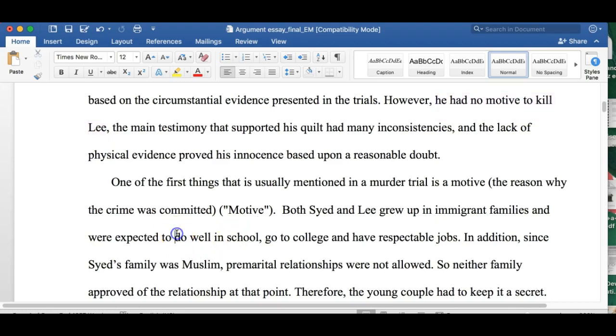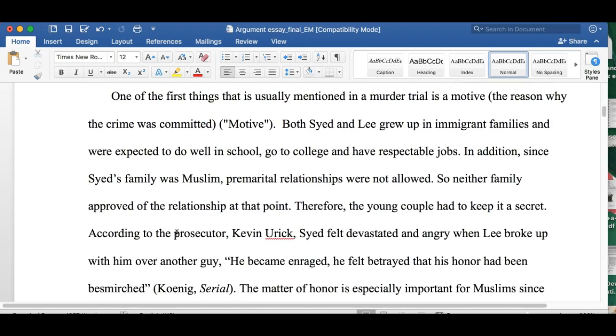So this is how she starts off. Look at how she starts off. One of the things that is usually mentioned in a murder trial is a motive, the reason why the crime was committed. And she actually gave her in-text citation. She's citing where she got this. Both Syed and Lee grew up in immigrant families and were expected to do well in school, go to college, and have respectable jobs. In addition, since Syed's family was Muslim, premarital relationships were not allowed. So neither family approved of the relationship at that point. See how she's building this counter argument? Therefore, the young couple had to keep it a secret.